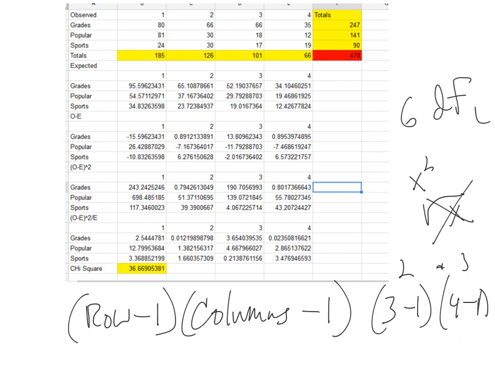Now, if we had to use a table, or an applet like the one we were using, and there's many out there that have you do that, they're looking for the test statistic. 36.696 is our chi-square test statistic. They're going to be looking for the degrees of freedom. They'll tell you the p-value. If you use the applet I'm going to show you in a minute, you don't need to do that.